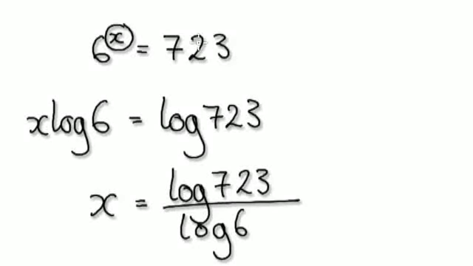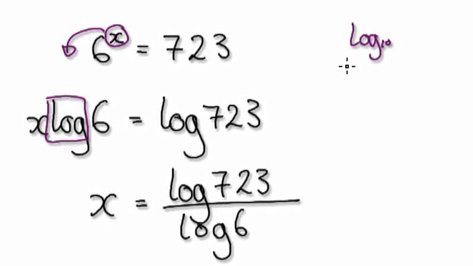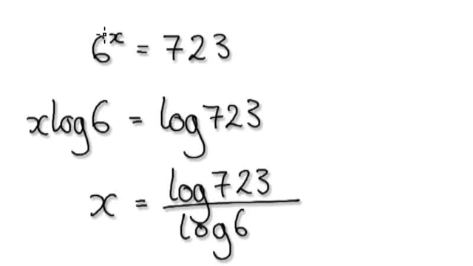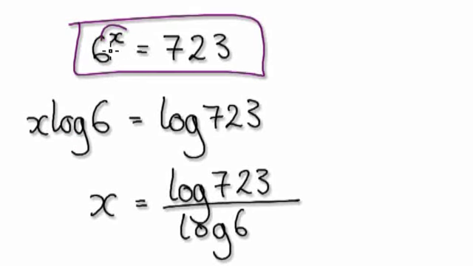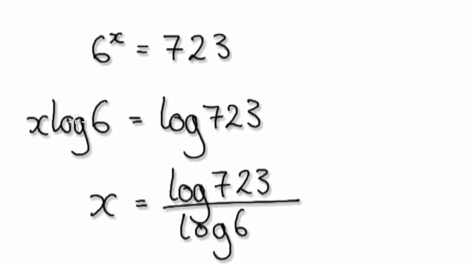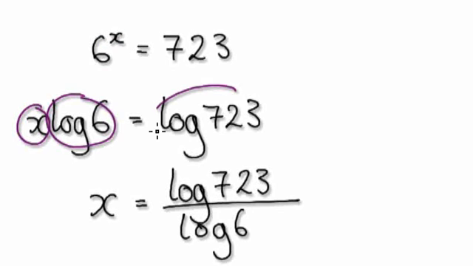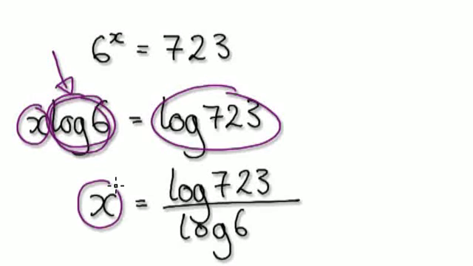6 to the power of what will give us 723, whatever it is. In the past, if you were given this problem, you would log both sides. Whenever you use the log button on your calculator, it's always defaulted to base 10. So when given this and asked to solve for x, you would log both sides, and that gives you x times log 6 equals log 723. You would then divide both sides by log 6, so the index is equal to this.